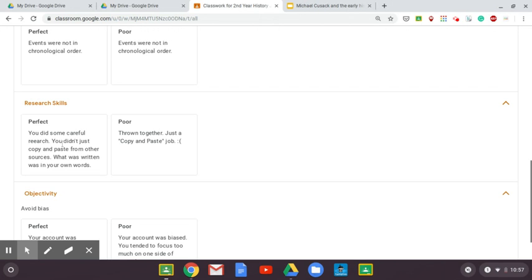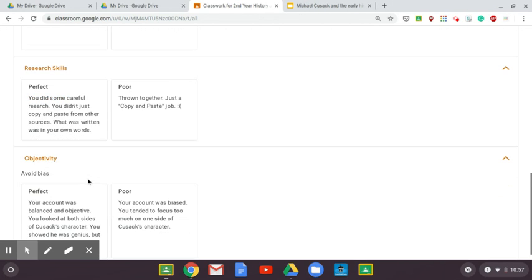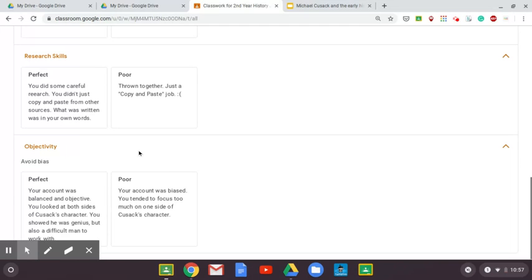I would prefer if you find information that is written in your own words. The other thing I want you to try to be in this presentation is objective. If you're not objective, your account will be biased. You'll only focus on one side of Cusack's character. What I'm looking for is perfection. In other words, your account should be balanced and objective. You look at both sides of Cusack's character. You show that he was both a genius but a flawed character as well.